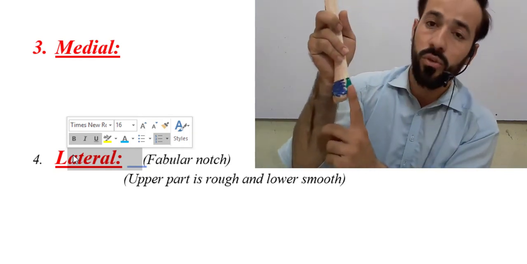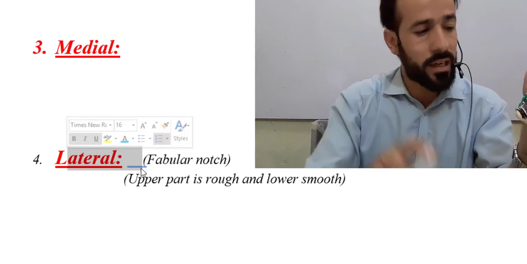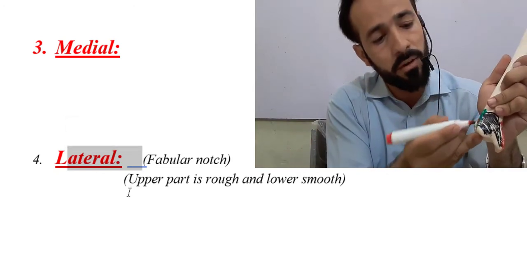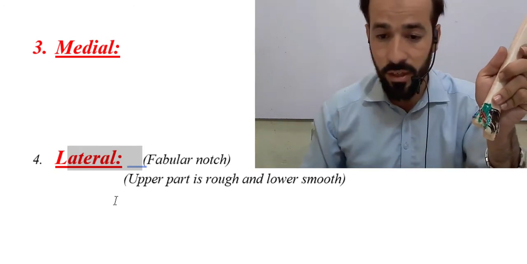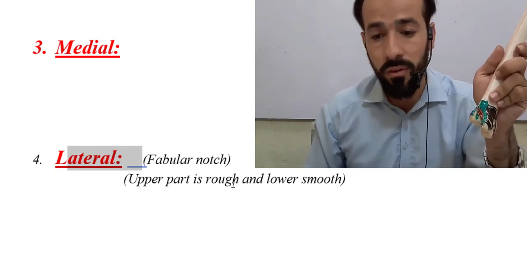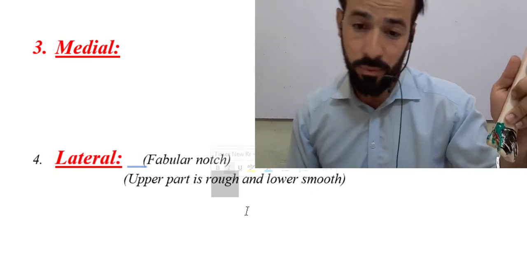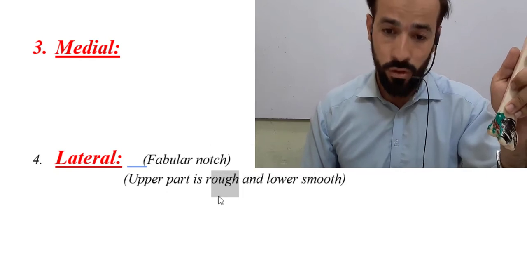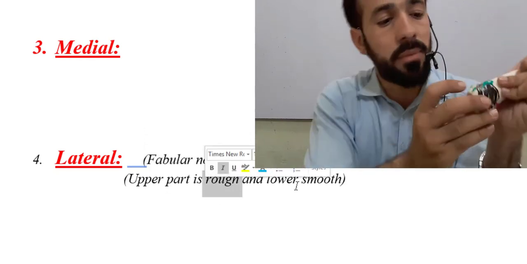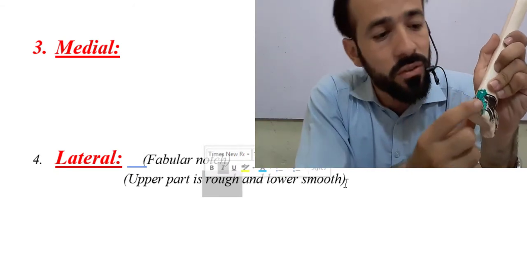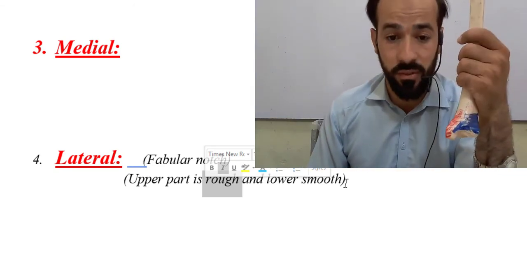So this is the fibular notch in which surface? In the lateral surface, and it shows a little bit of roughness in its upper part and a little bit of smoothness in its lower part, as I have written here. The upper part of the fibular notch is a little bit rough and the lower part is a little bit smooth. As you can see here, this is the fibular notch in the lateral surface, right?